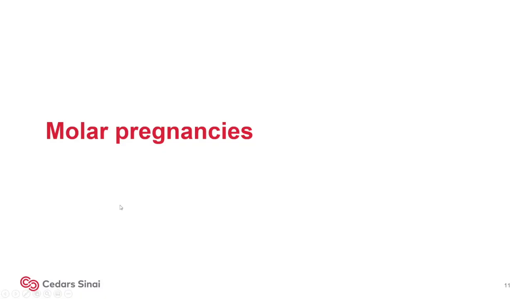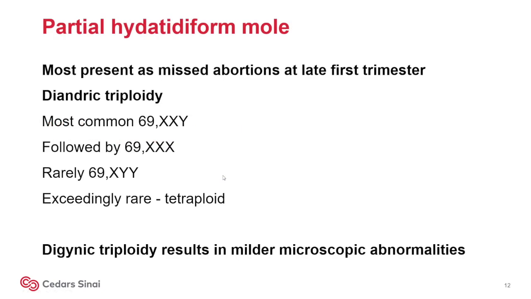Now let's move on to molar pregnancies, starting with partial mole. Most partial moles present as missed abortions at late first trimester, and that's a challenge both for clinicians and pathologists alike, because a lot of the features that you see clinically and pathologically in partial mole are shared with missed abortions, including beta HCG levels and the microscopic appearance. So keep that in mind when looking at these cases.